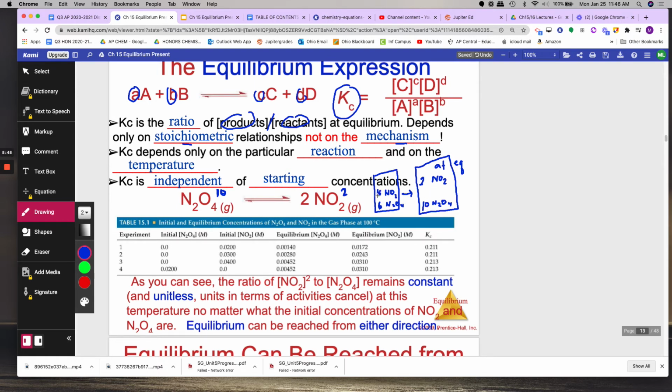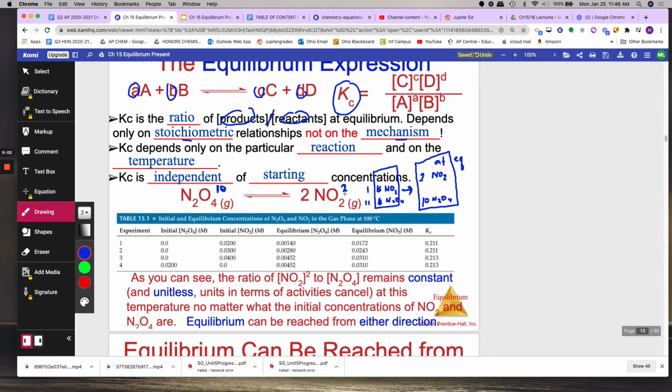If I don't start with 6 and 6, let's say I start with 1 of these and 11 of these, when the reaction's done, I'm still going to end up with 2 to 10. So it doesn't matter how much I start with. In the end, the ratio will always be the same. That's what this means: Kc is independent of the starting amounts.